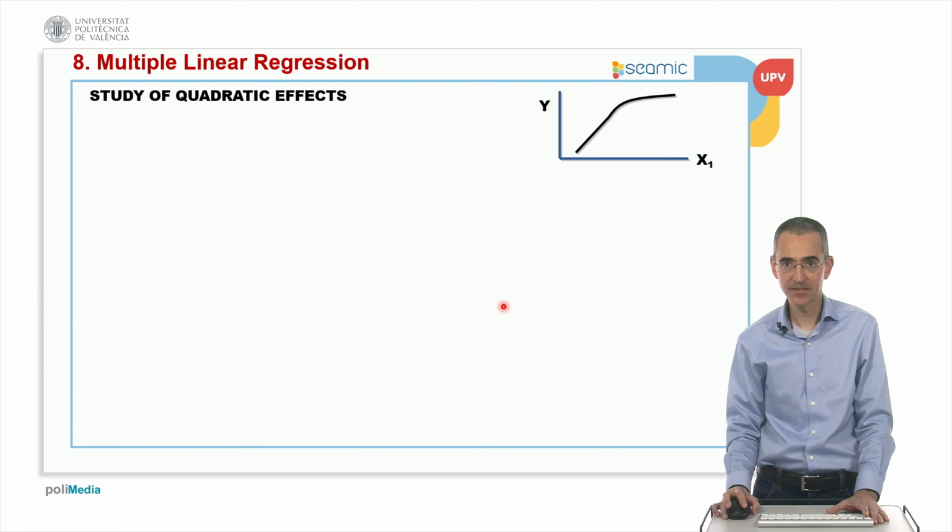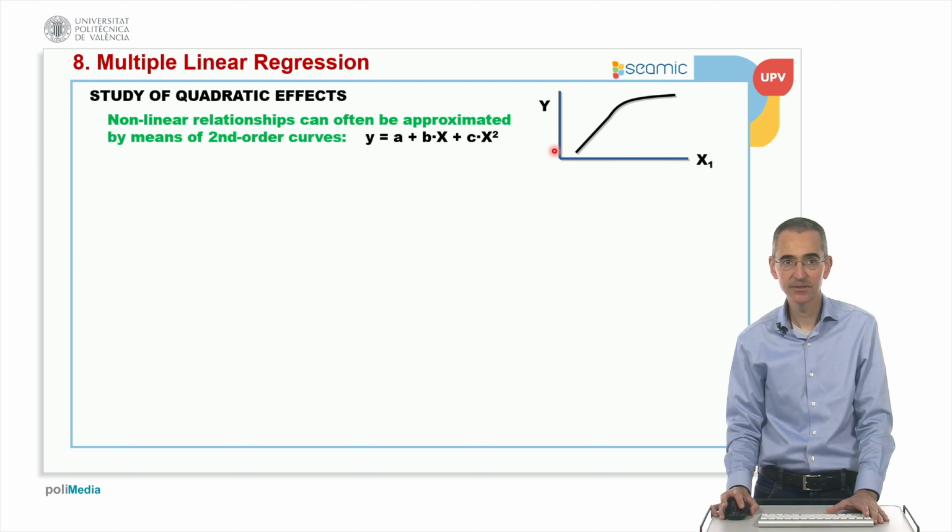So, study of quadratic effects. Imagine that I have a y as a function of x1, and we have a quadratic effect like this, a curve that might happen quite often. So we will say that there's a non-linear relationship. Then it can be approximated by means of a second-order curve. Imagine that we just have the y as a function of just one x, a single x. So we can fit a model like that: a plus b multiplied by x plus c multiplied by x squared.